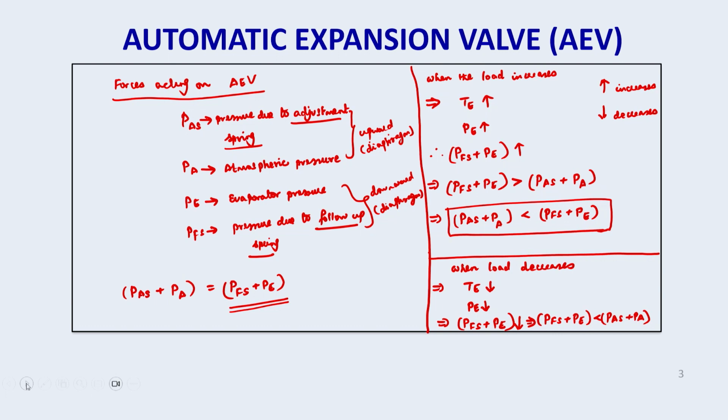There are 4 forces acting on the automatic expansion valve. One is the force due to the adjustment spring. Another is the atmospheric pressure. Both act in the same direction. And in the downward direction, 2 forces act, that is the force due to the follow-up spring and the evaporator pressure. In the first case, when the load increases, the summation of the force due to the adjustment spring and atmospheric pressure is less than the sum of the forces due to the follow-up spring and evaporator pressure.